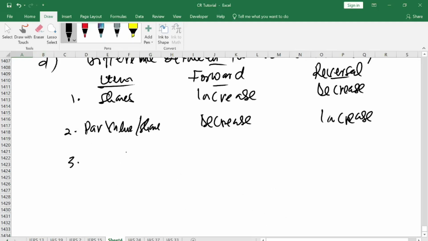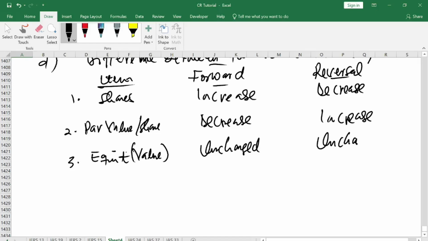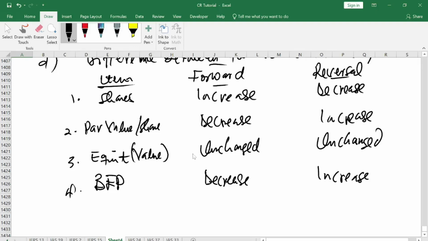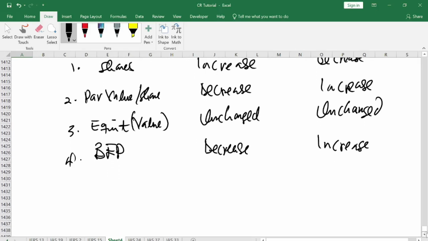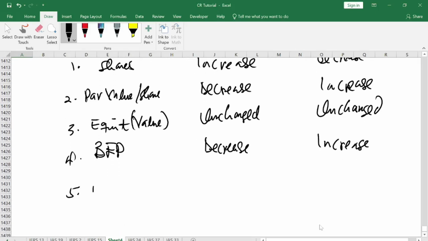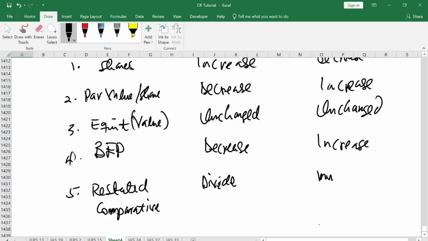Three, equity. So will the equity value remain the same or change? It will remain the same. Four, basic earning per share. Will it increase or decrease? For the forward split it will decrease, because the more the number of shares, the smaller the basic earning per share becomes. For the restated comparative, here you divide, here you multiply.